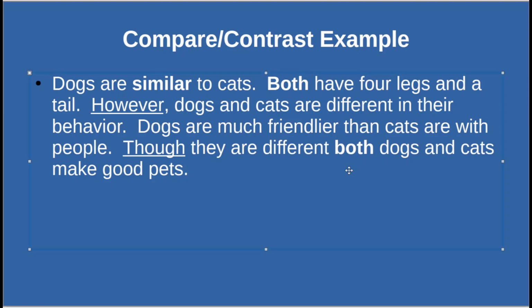Next one, last sentence. Though they are different, so though, that means, again, contrast. Both dogs, now is similar, dogs and cats make good pets. So you can see here how I'm moving back and forth between comparing and contrasting. And this is very challenging for students. In many situations, they really struggle with being able to compare and contrast and to have the language flow smoothly when they're writing.